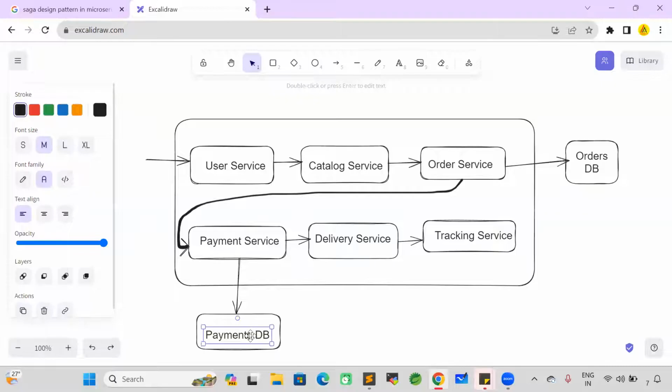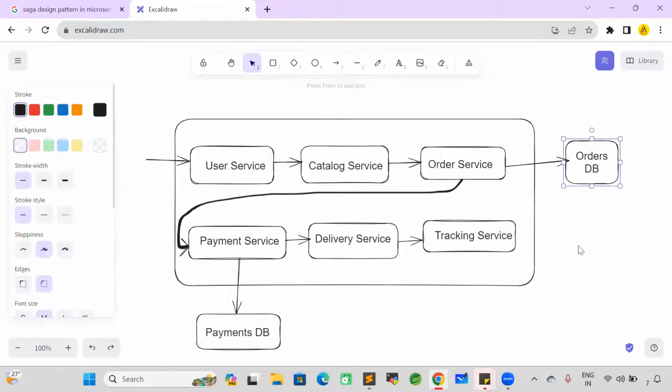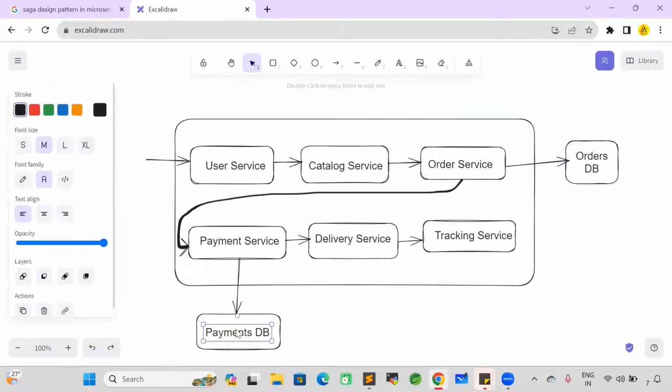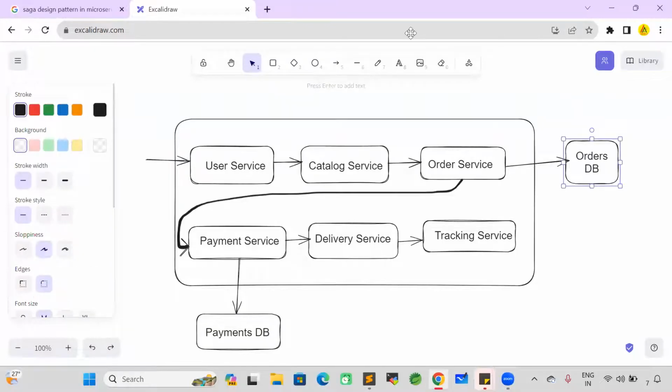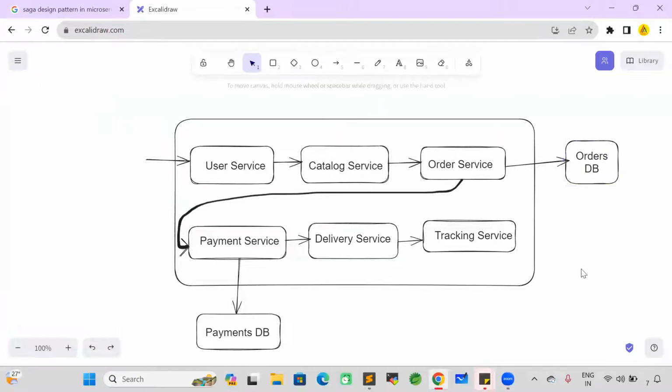If a payment is successful, then only the order should be successful. If the payment is a failure, then the order should be failed. But what if orders information and payment information are maintained in the same database? And what if they are not in the same database? Then how do you handle a transaction between orders and payments?